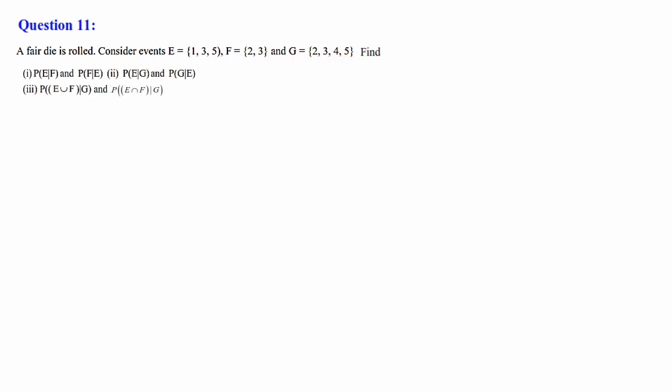Next we shall discuss question number 11. A fair die is rolled. Consider events E is equal to the set {1, 3, 5}, F is equal to the set {2, 3} and G is equal to the set {2, 3, 4, 5}. Find first one P of E given F, P of F given E. Second one P of E given G and P of G given E. Third one P of E union F given G and P of E intersection F given G. So these questions you will try as homework.